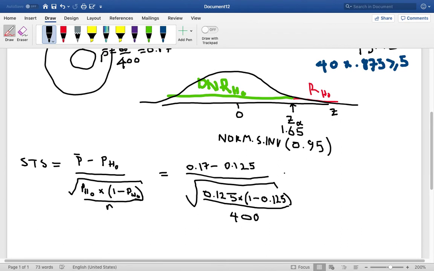So this guy in here equals 2.72. So where does that actually fall? Because that's our test statistic, and the 2.72 falls where? Well, if this is 1.65, 2.72 falls somewhere over here. It falls in the reject H0 region. So let's go up and see.